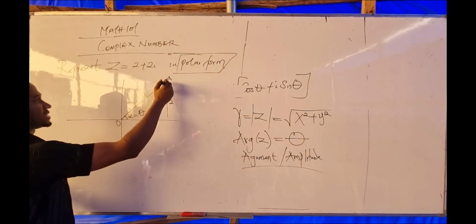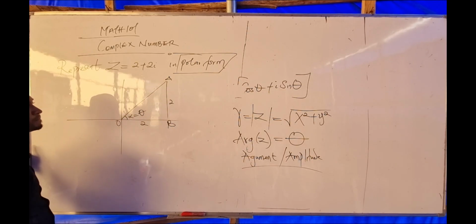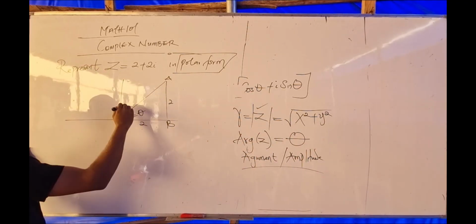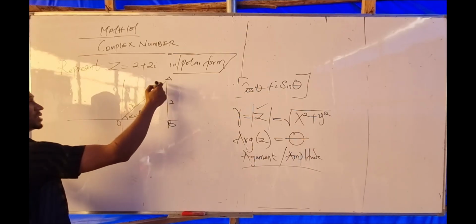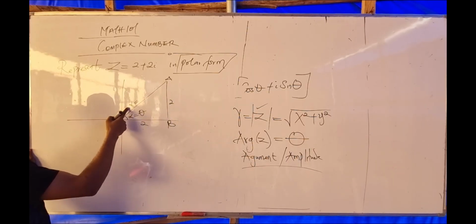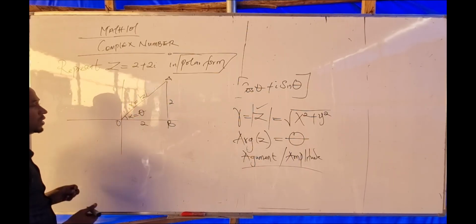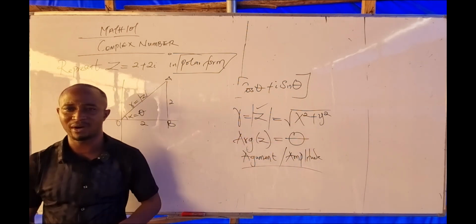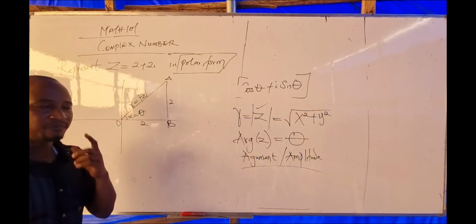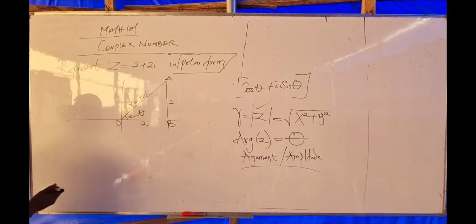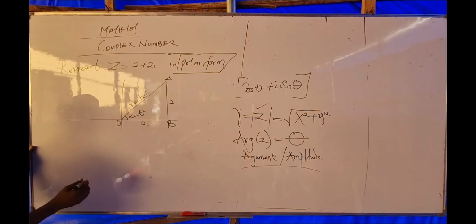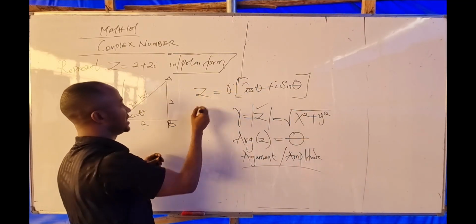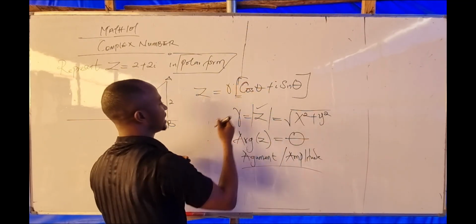Then we have our point of origin. We can call this point A and this point B. Then the hypotenuse is the same as the modulus of z. So from point 0 to point A is referred to as r, which is the same as the modulus of z. Don't forget that we define the modulus of z as the square root of x squared plus y squared. Now let's proceed. In the polar form, the formula says z equals r cos theta plus i sine theta.